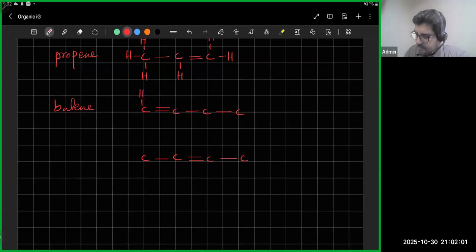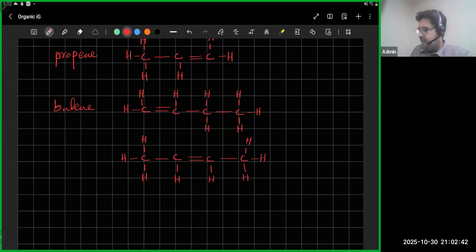I've added the H's. All carbon atoms need to have four bonds. This one needs 3 more bonds. This one needs 1 bond. This one also needs 1 bond, and the last one needs 3 bonds to complete 4 bonds.